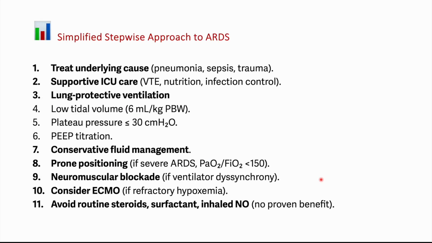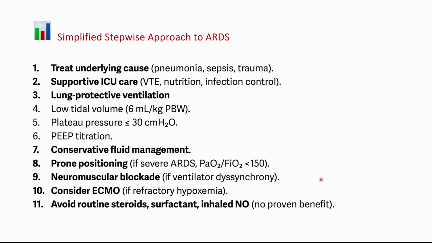So then we come to the summarization of the management. So first we have to treat the underlying cause, pneumonia, sepsis and trauma. Second, we have to give supportive ICU care like venous thromboembolism prophylaxis, then nutrition, then infection control. Then we have to give the lung protective ventilation.